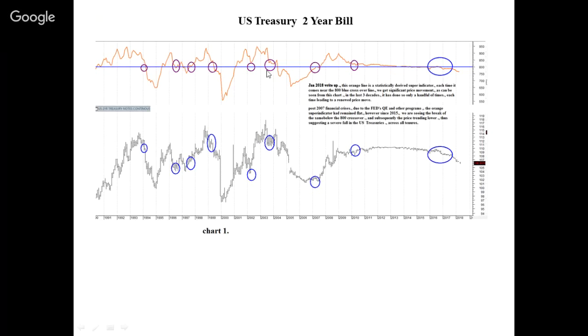For instance, here in 2003, 2004, it came to the zero crossover level, the 800 crossover level. It went just a little bit up, but the price did not cross the previous highs. And then once the indicator low level was taken out, it led to a huge fall in the treasury market, over 10%, which in the treasury market is very big. So that is what it does.